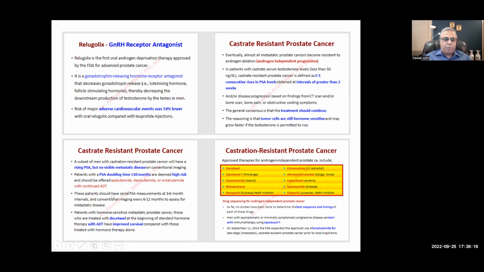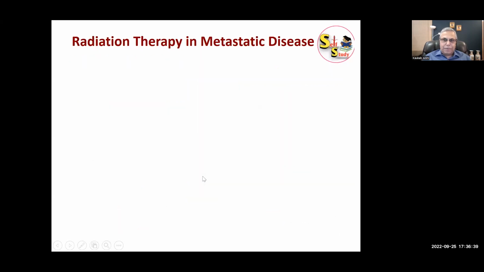We do not stop the androgen deprivation therapy, because there are still cells that are hormone sensitive. And we are looking at PSA doubling time. Basically, we are measuring PSA levels, sorry, not prostate doubling, PSA doubling time. And we are looking at imaging studies like MRI and bone scans, and these are the drugs that we give.